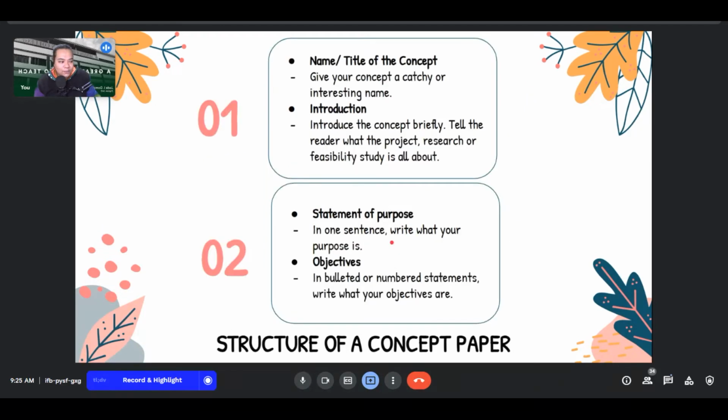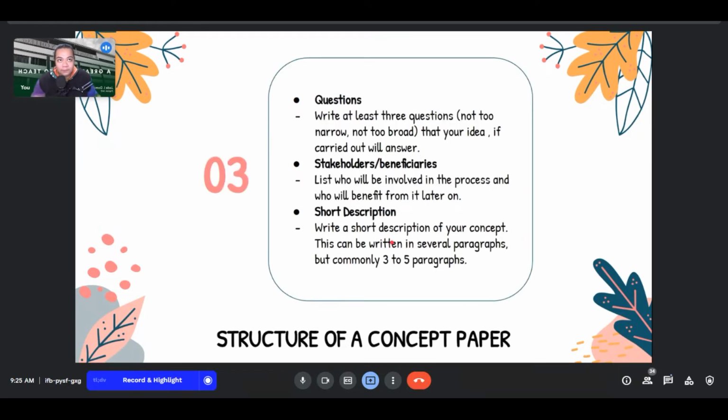Okay? So, for example, if our objectives are to determine the most common causes of stress, to determine the least common causes of stress, and to determine the most impactful cause of stress. So, yung tatlong yon, i-rephrase lang natin as question. What are the common causes of stress? What are the least common causes of stress? What cause of stress has the most impact to the respondents? Diba? Ganun lang siya. Minsan, ganun lang yun kadali.